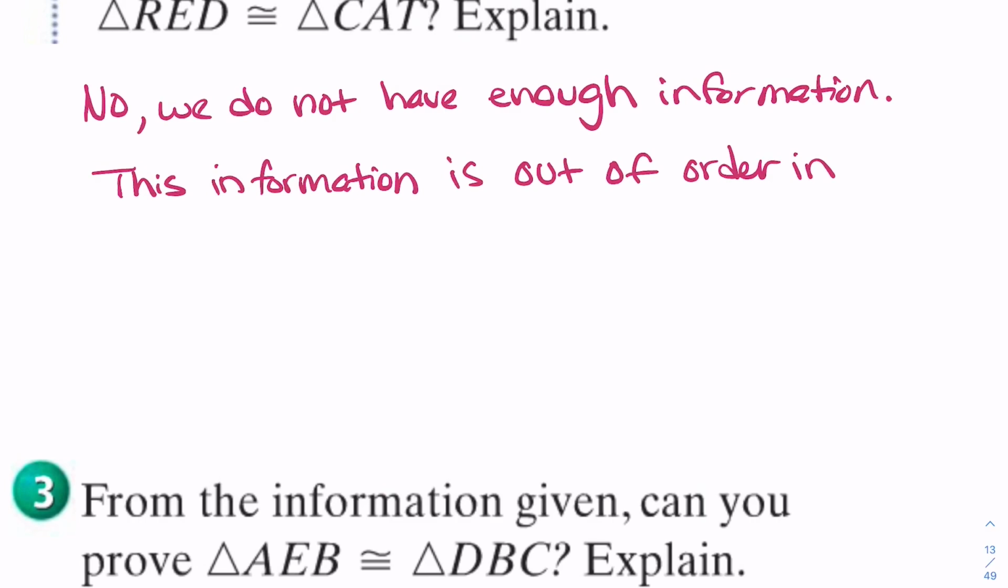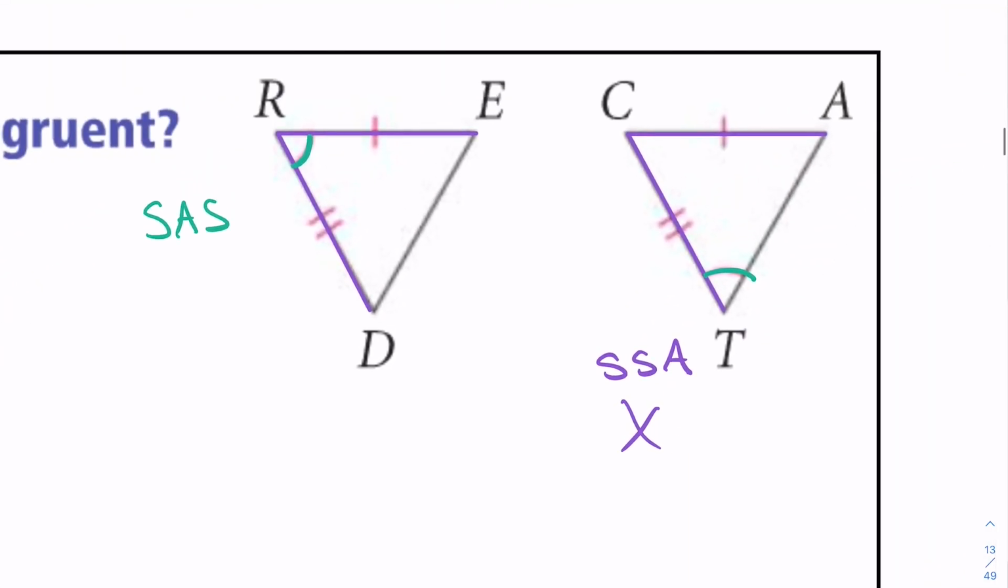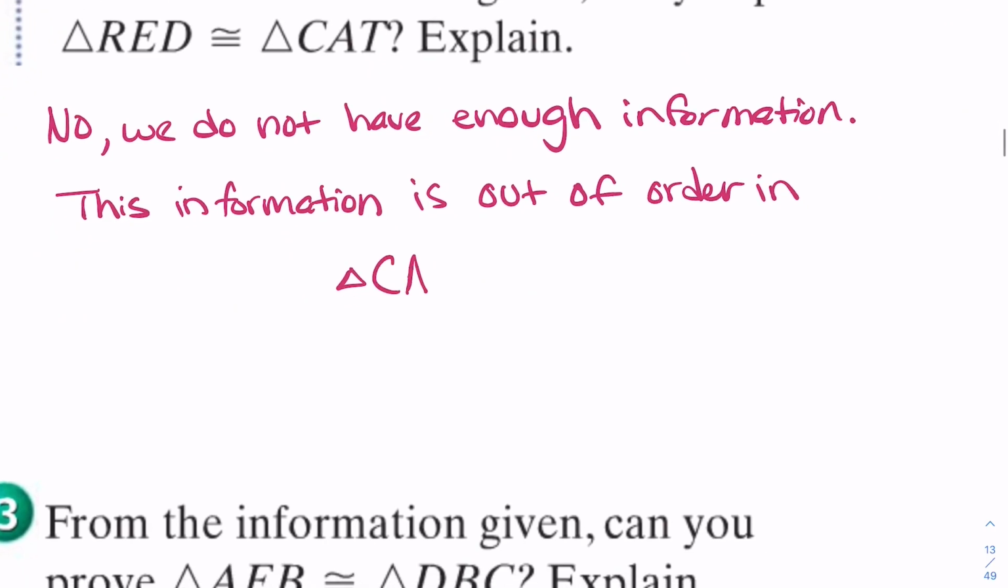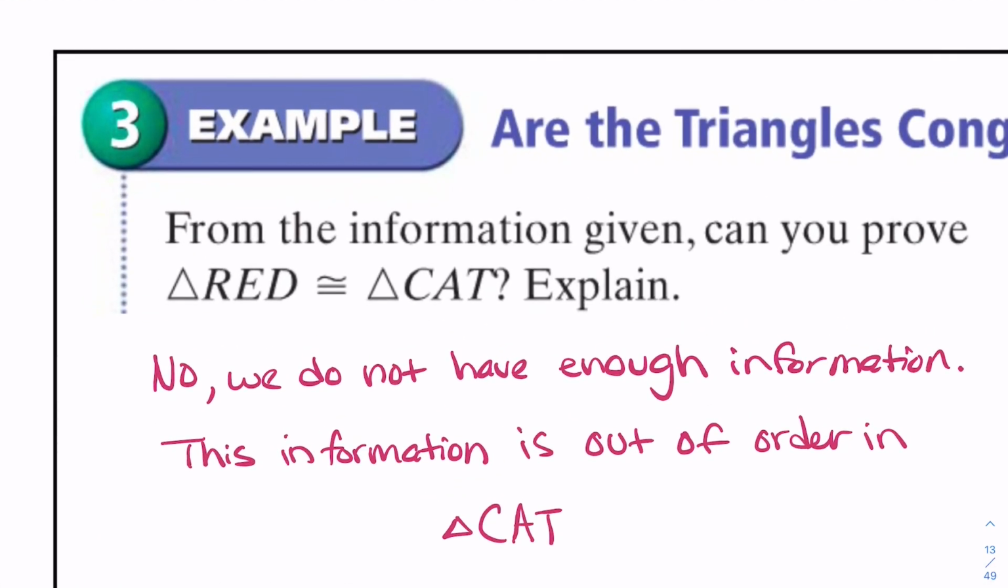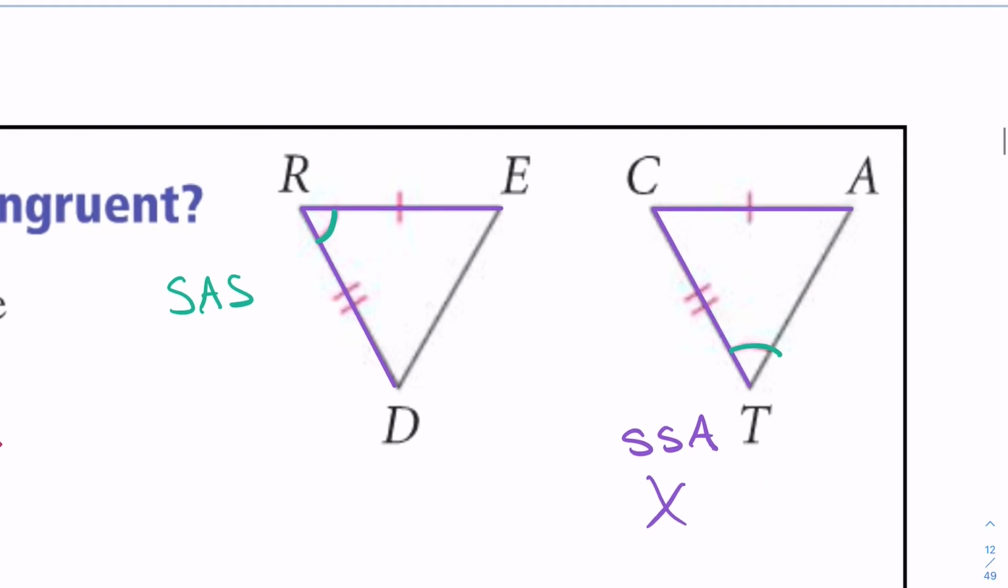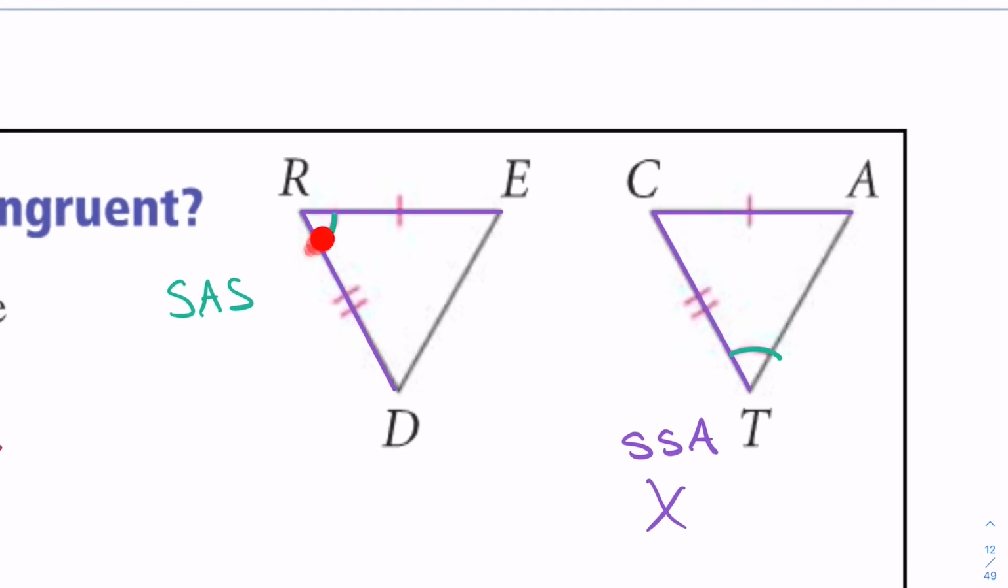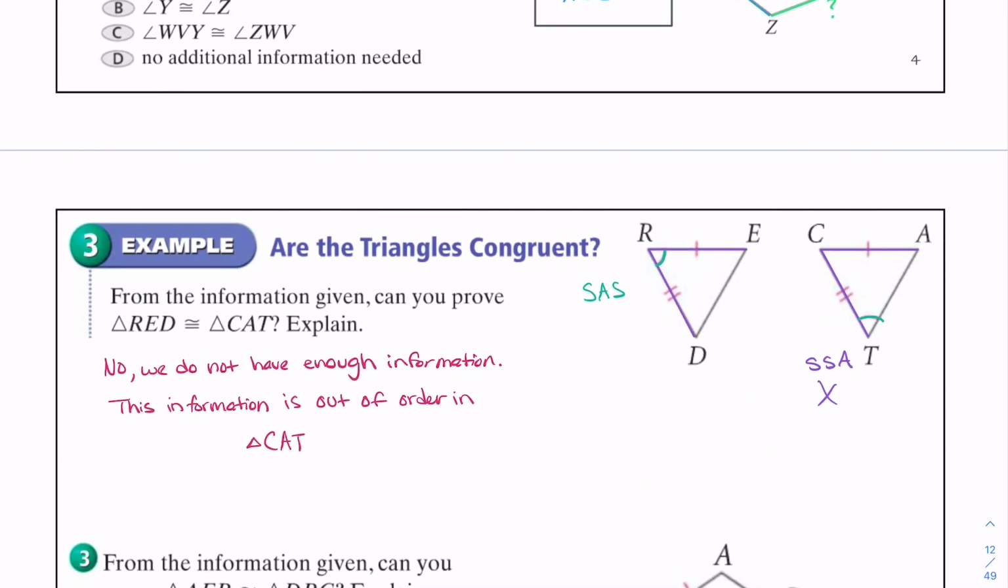In triangle CAT, because in theory, if angle R is the angle that has a tick mark, then angle C should also be the one with a tick mark, says this statement. And R and C don't have those tick marks. Therefore, as the included angle, we don't know about them. Okay, we can't prove it, and that's what the question's asking. It doesn't say RED is congruent to CAT. It says, can you prove that it is?